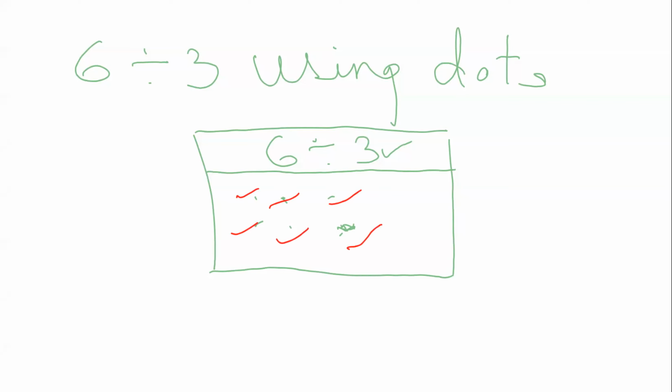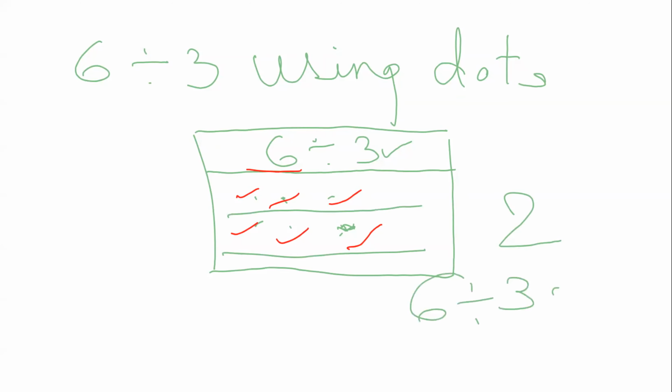So total how many dots we were supposed to draw? 6. So 6 divided by 3 will give you the answer as 2. How we will get the answer as 2? Because this is our first row and this is our second row. So 6 divided by 3 is 2. Also you will see 3 2s are 6. Understood everyone? Any doubt in it?